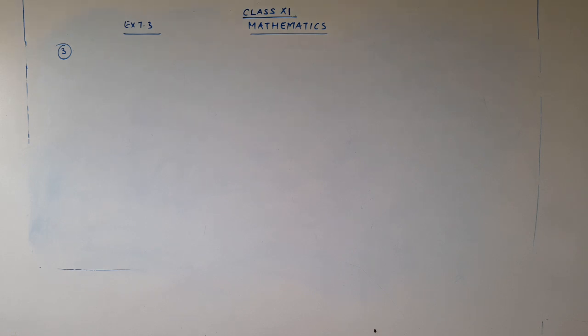Hello children, let's come back to our maths class. Today we are going to continue with exercise 7.3. In the previous class we completed the first and second sums from exercise 7.3. Today we are going to continue with the third sum. So take down your classwork. Write down today's date and copy down the third sum from exercise 7.3.